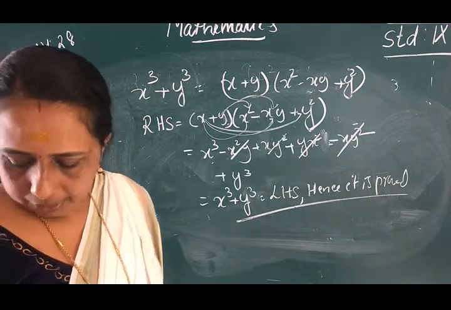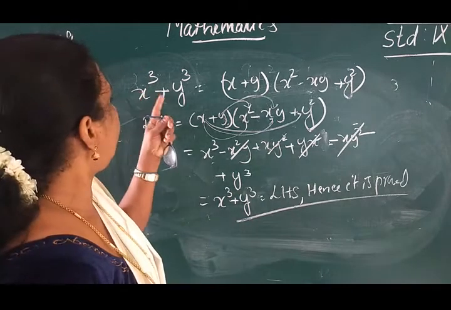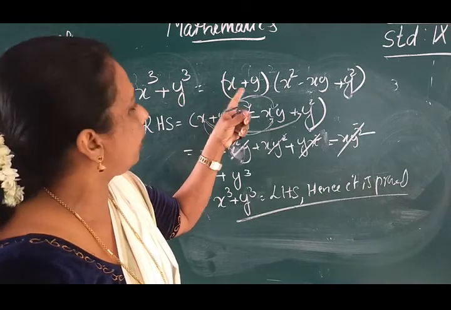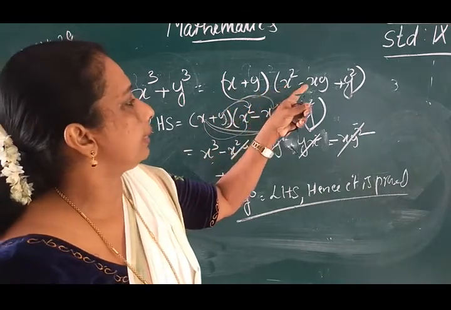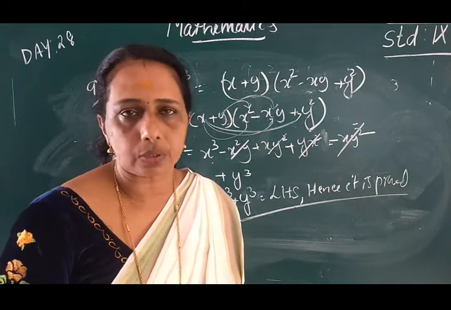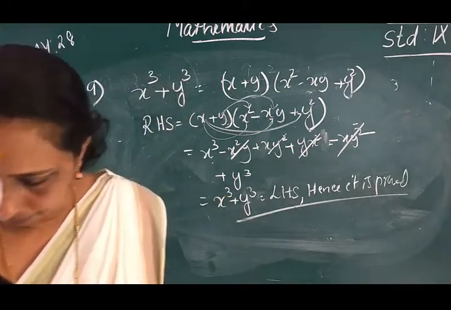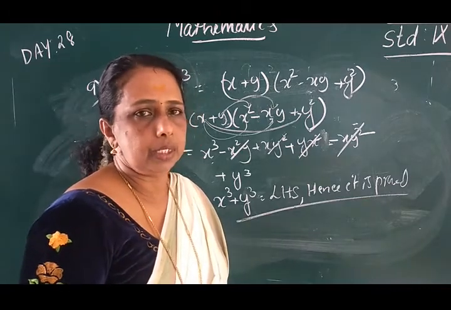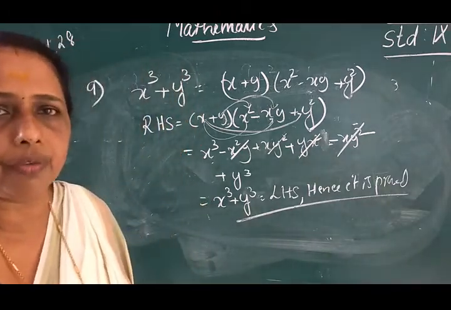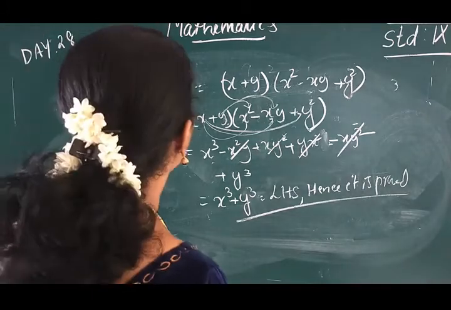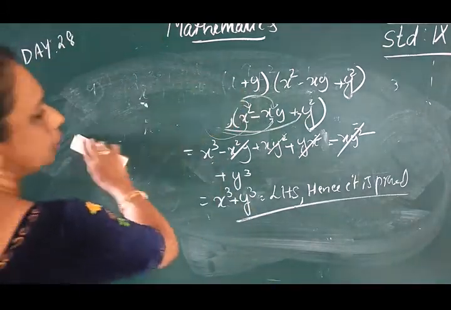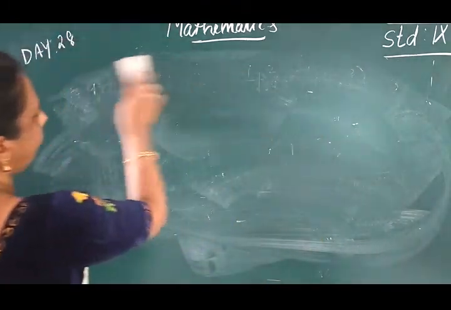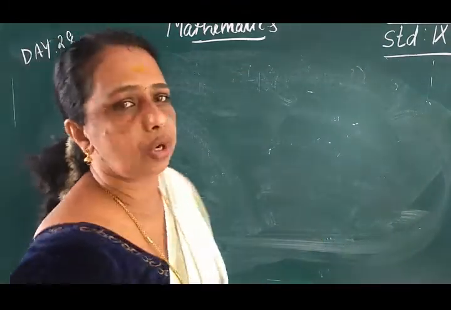Same type of one more identity is there. x cube minus y cube is equal to x minus y into x square plus xy plus y square. That you will do as homework. Same type, same method. You have to change the bracket and simplify. You will get the answer. And also learn these two identities by heart. It is also very, very important. Next problem is based on this identity.